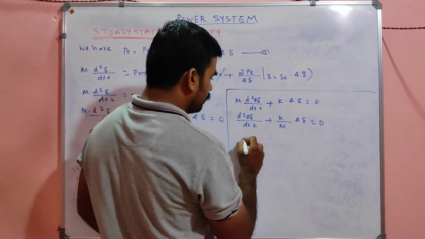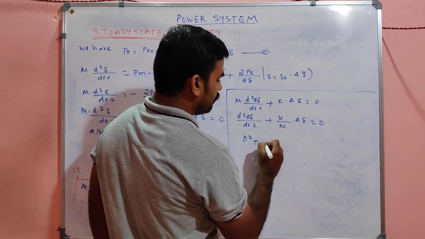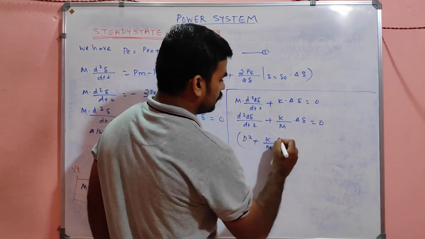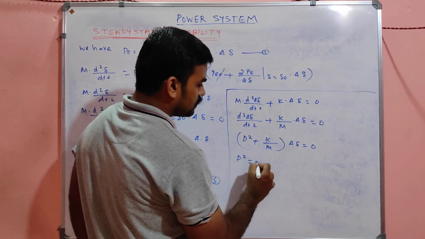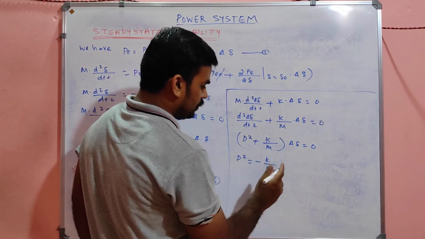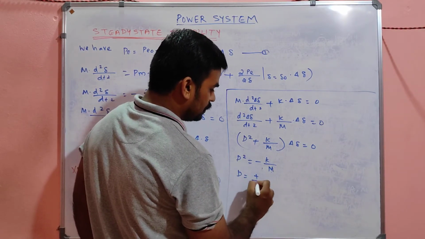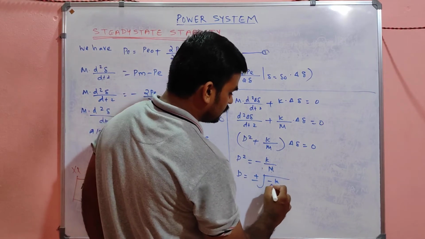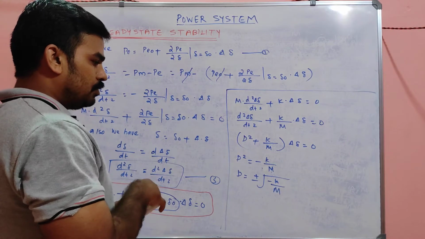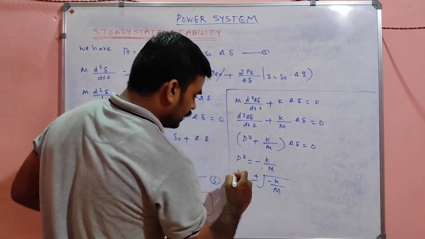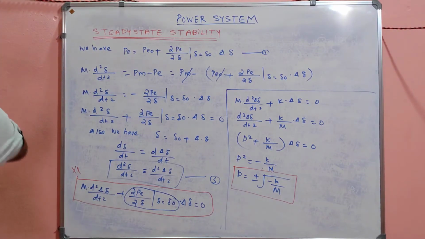This is in the form of a second order differential equation: D² plus K/M into Δδ equals 0, or in other words D² equals minus K/M, or simply D is equal to plus or minus root of minus K/M. Is it clear, my dear?